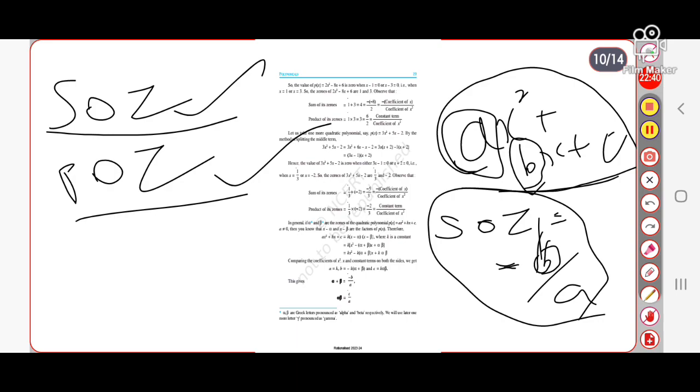Now, the product of zeros for the same general polynomial. This is a general equation of a polynomial. So for the same thing, what will be the product of zeros?